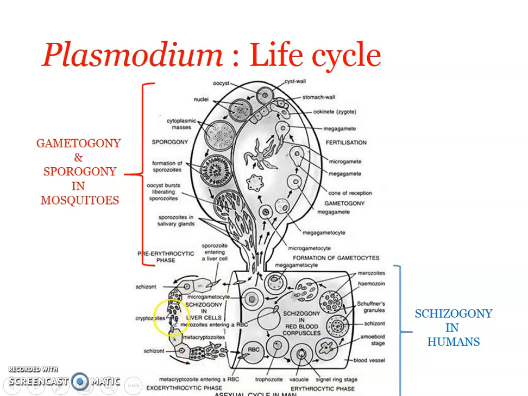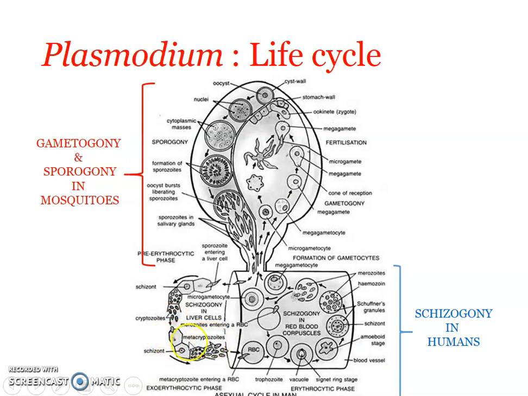Okay, so the cryptozoites had entered the liver cell, a new cell which is not infected till now, and then it develops into schizont. Schizont undergoes multiple fission, it produces cryptozoites. So this is what you call continuous. Okay, but what happens is these cryptozoites which are produced from the cryptozoites, they are referred to as metacryptozoites.